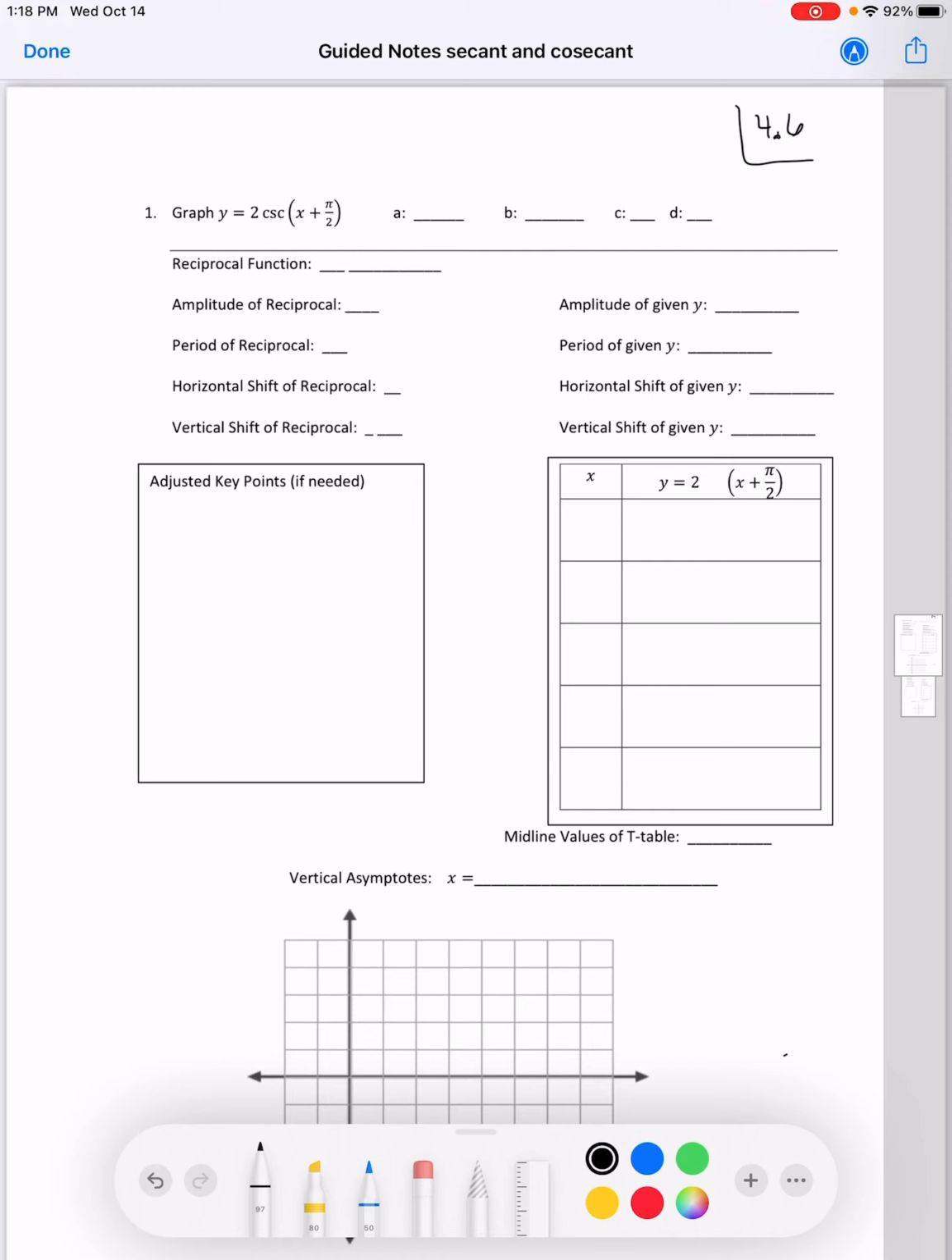So when I talk about graphing secant and cosecant, it's essential to know the reciprocal function. Knowing that secant is the reciprocal of cosine, and that cosecant is the reciprocal of sine. So in this first example, you can see that I have cosecant. I know that the cosecant is the reciprocal of my sine function.